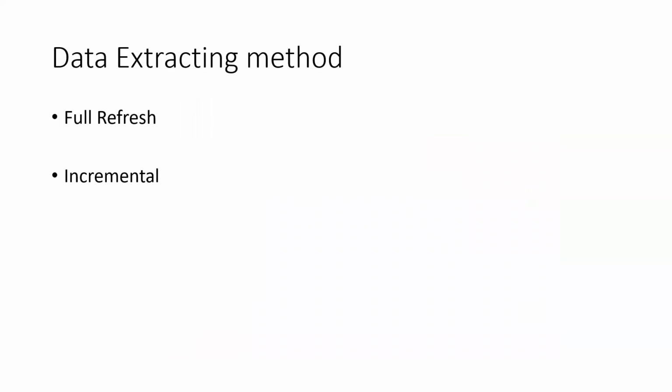Okay. Now, some brief ideas on data extraction methods. How we can extract data from the source system. There are two ways we can go ahead. One is full refresh, one is incremental data load. So what is the difference between these two? Full refresh means if we want to have a full refresh of the source table to target, then we can go ahead with these steps.